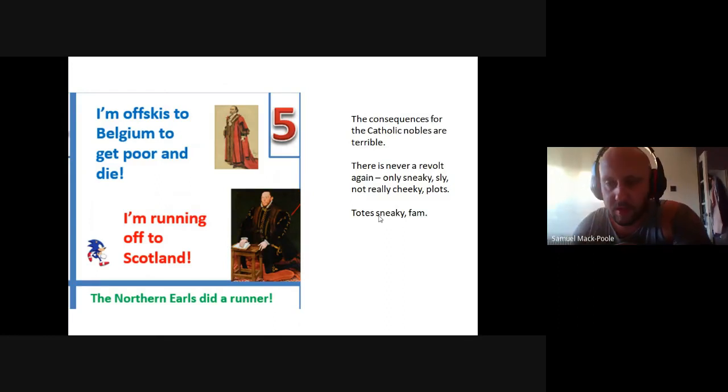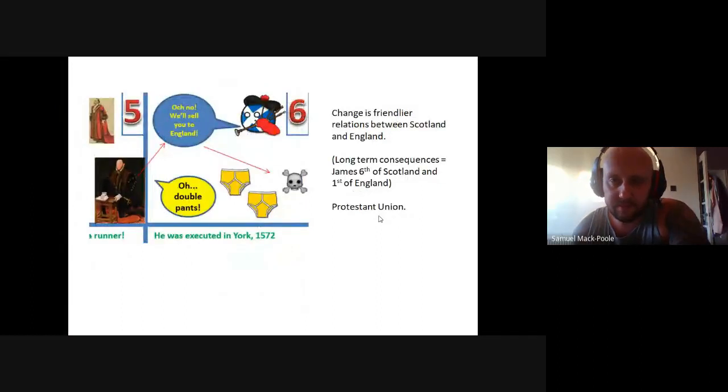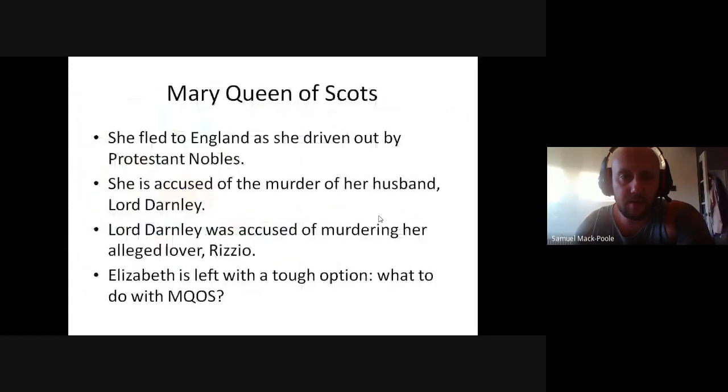It's only plots, sneaky plots, and the change is that there are friendly relations between England and Scotland. The long-term consequence is that James, the Prince of Scotland, becomes the King of England, and it's a Protestant union. So there are some real long-term consequences to this. So Mary Queen of Scots, very interesting. She was driven out by Protestant nobles to live in England. She's accused of the murder of Lord Darnley.